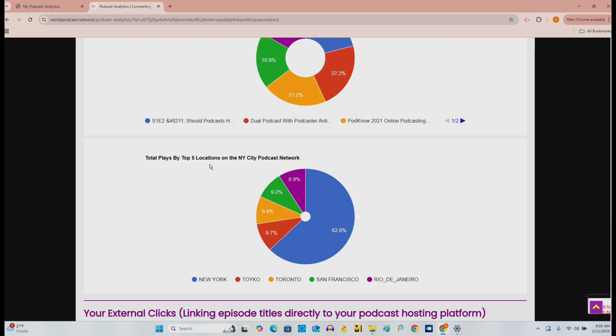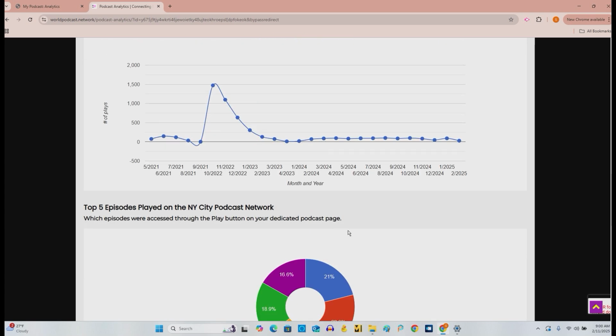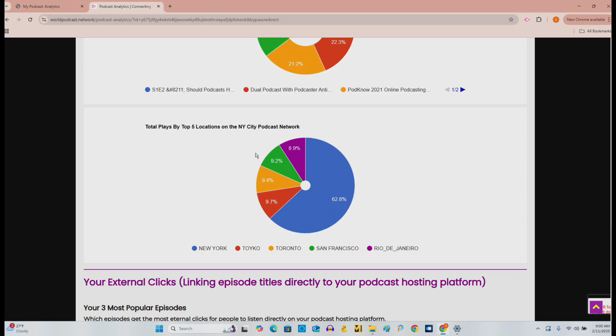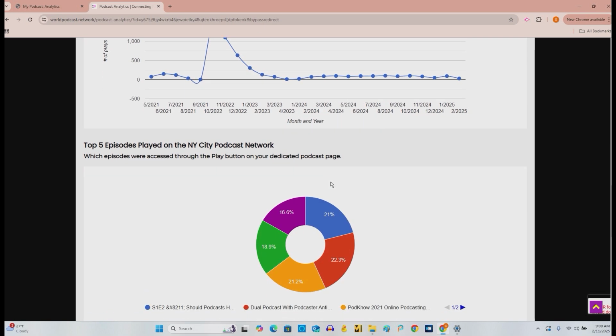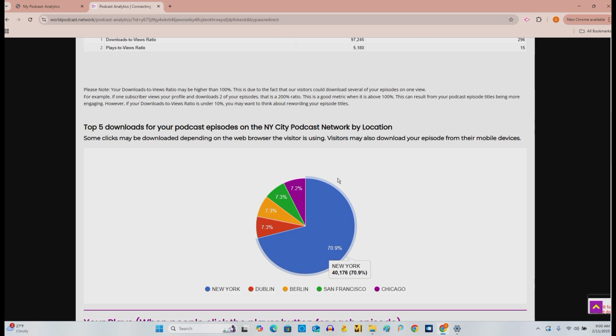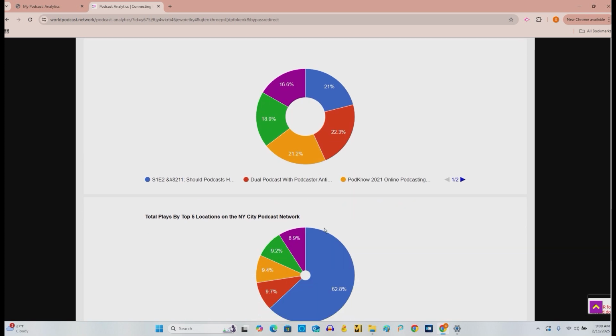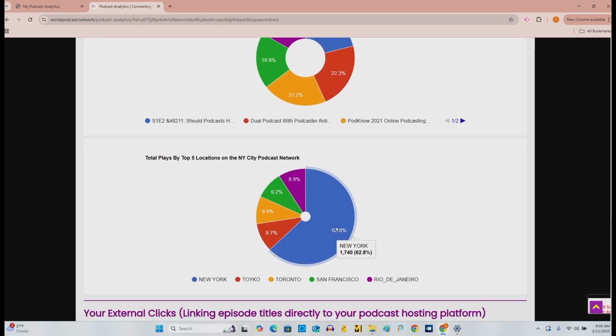And then you can see the top plays by location. Okay, so plays, now don't get confused. You got top episodes, which will be several analytics, and then top plays. We break those down by different cities as well. So keep that in mind. You got downloads, and you got plays. Again, plays and downloads are just different.